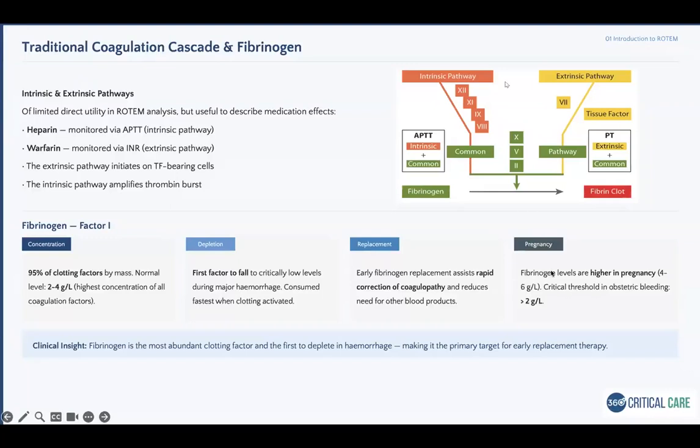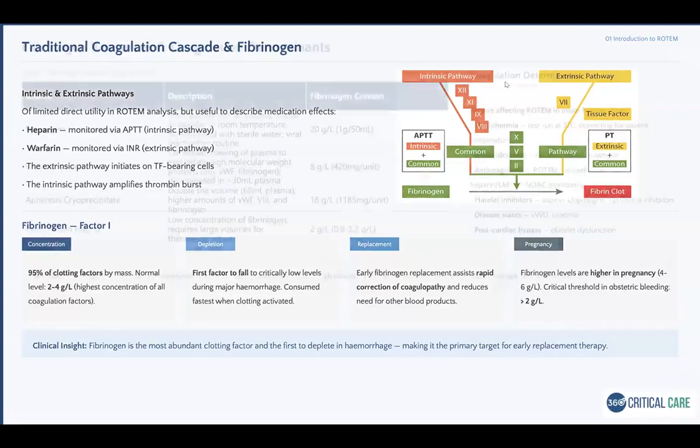And in pregnancy, which can be a question, one of the case scenarios is on that. So in pregnancy, fibrinogen levels are higher, usually double what it is, so 2 to 6. And the critical threshold for obstetric bleeding, we think, is when the fibrinogen level is less than 2 gram. That is the critical threshold, and we aim for a fibrinogen level of 2 grams in an obstetric patient.